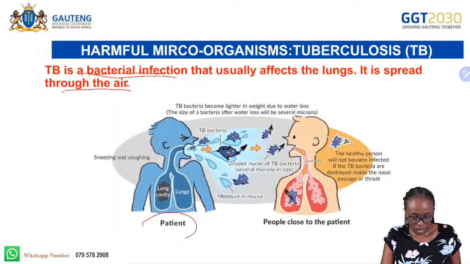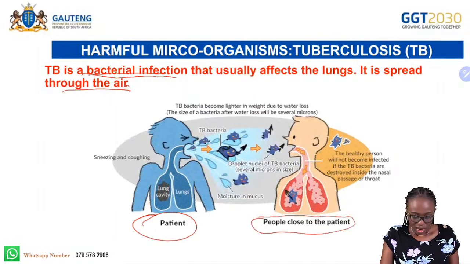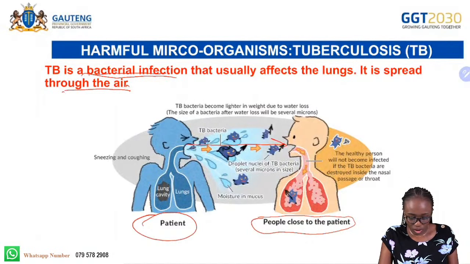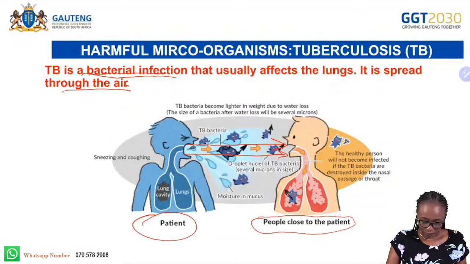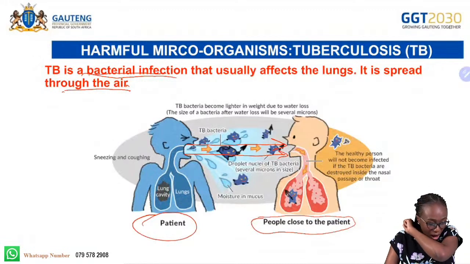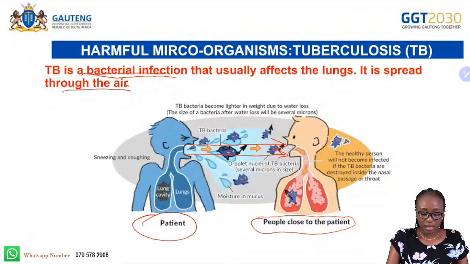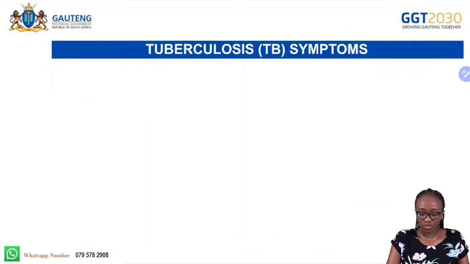If we've got a TB patient who is in the vicinity of a person who does not have TB, they can spread it through the air to the person who is not infected with TB. So if you have TB or you know someone who has TB, they have to cover their mouth when they sneeze, either with their elbow or with their hands, and wash their hands after coughing and sneezing. So this is how TB usually spreads.